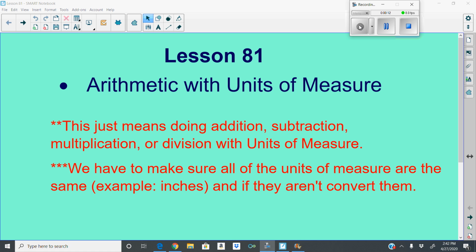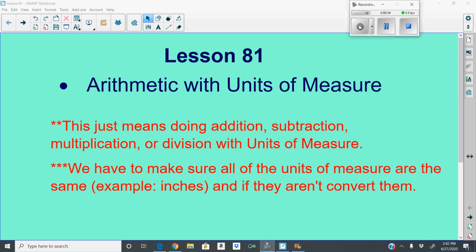So really, the title is telling us it just means doing addition, subtraction, multiplication, or division with numbers, or in this case, units of measure. Okay, so feet, inches, centimeters, could be cups, whatever. Some type of unit of measure.